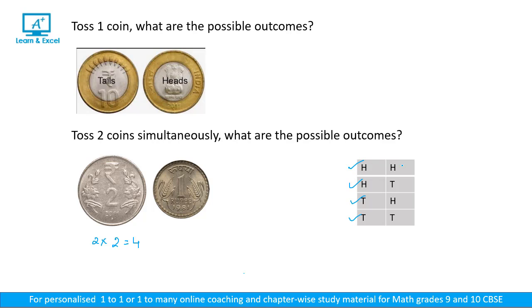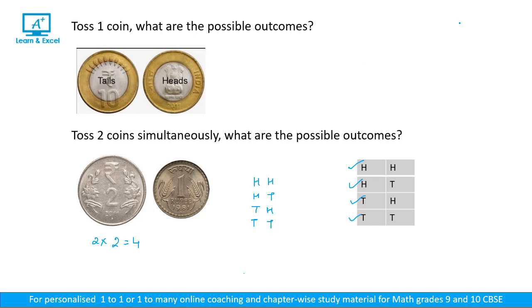Now to write all the possible outcomes easily, what we do is we take 4 divided by 2. So here we write 2 heads first and then we write 2 tails. And in this column we alternate heads and tails and heads and tails. So now we have all the possible outcomes, that is HH, HT, TH and TT.